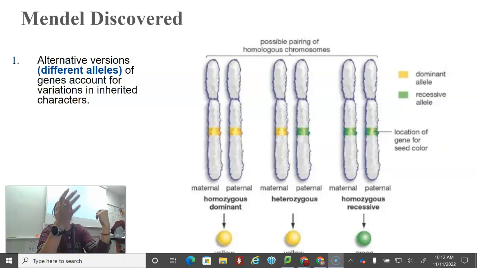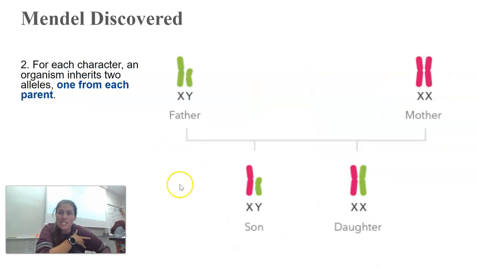Okay, so Mendel genetics, let's go over the first one so we can actually see it. Alternative versions of genes: you can be dominant, you can be recessive, you can inherit homozygous dominant, you can inherit homozygous recessive, you can be heterozygous, where you get one of each. Second thing Mendel discovered, you get one from each parent.